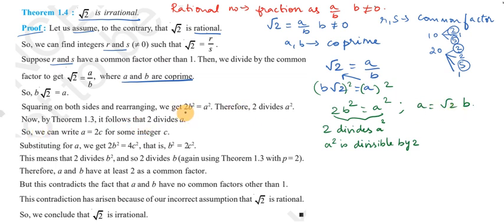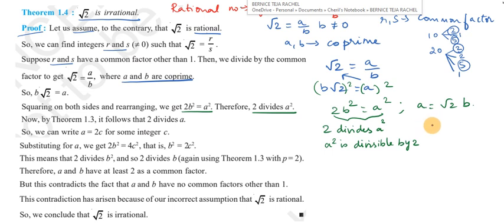When we write it like this, 2b is equal to a square, then 2 divides a square. So by the theorem we can say 2 divides a. Okay, 2 will divide a. So instead of taking this, I am going to take another consideration. Look into my next step.